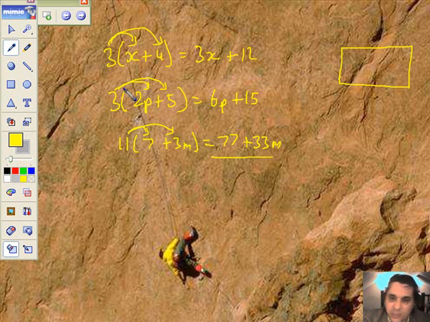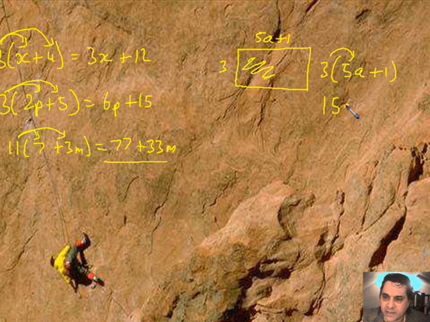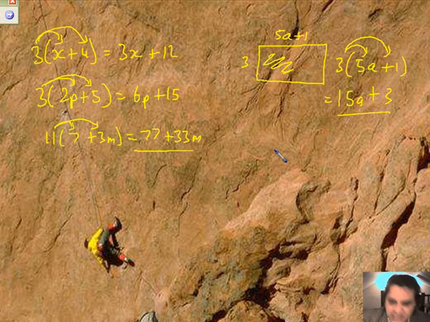So instead of playing with brackets, we've got a rectangle, and this length is called 5a plus 1, and this length is called 3. To find the area of that, we just multiply 3 by 5a plus 1. So 3 times 5a, 15a's, and 3 times 1 is 3. That's all there is to it. Let's just do D now.